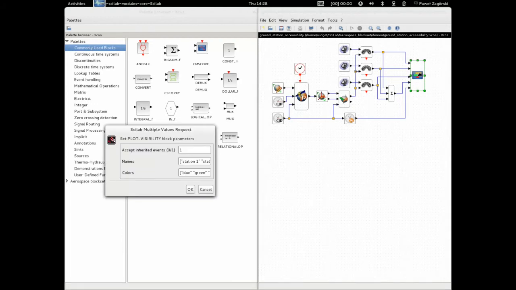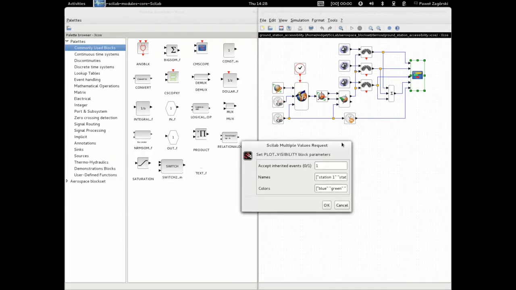The plot visibility block is also very simple. Its configuration consists of a 0,1 value that says if it accepts inherited events or if it works on its own clock, and the names of the ground stations. We can input any number of names.